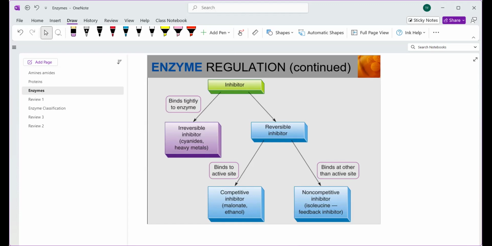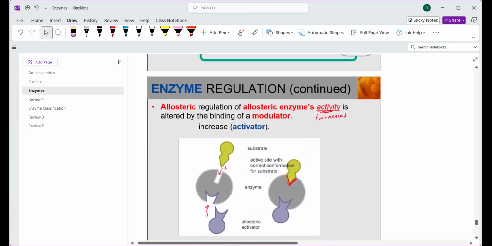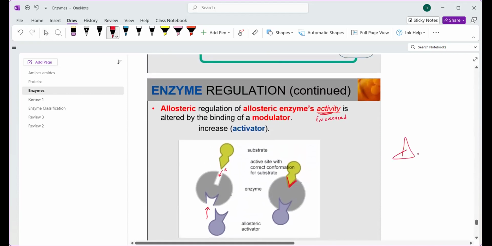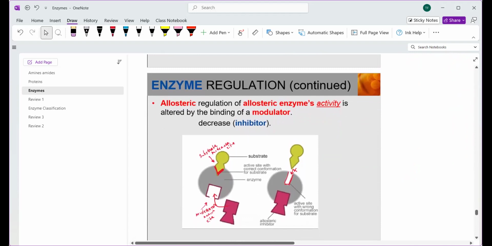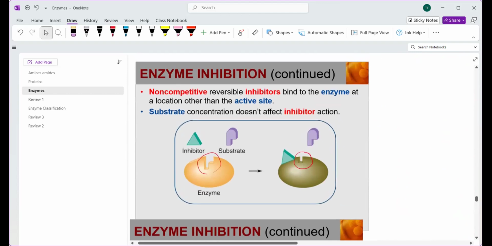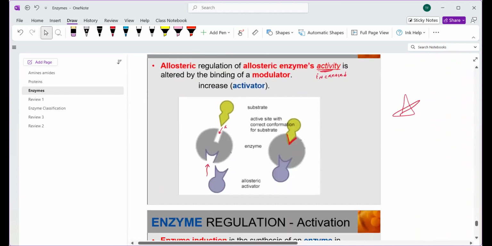If it's reversible, then the inhibitor works allosterically, or it works directly on the active site. And both those processes are reversible. Okay, so that's enzymes. Allosteric regulation, very important, both increasing the activity and inhibiting. This would be inhibition here. This would be activation here.